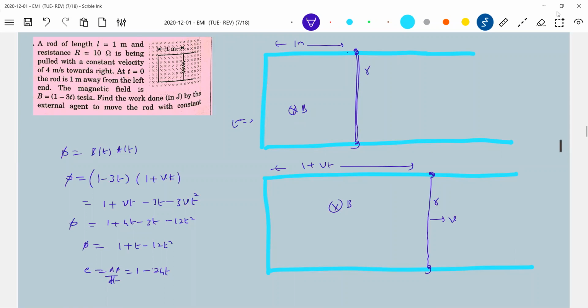Only this particular part has a resistance. So there will be EMF induced, so a current I will flow. Now what about the direction of current? It will be in this direction. So I is equal to E by R. I'll do all that calculation here. I is equal to E by R. E is 1 minus 24t, and this is 10.